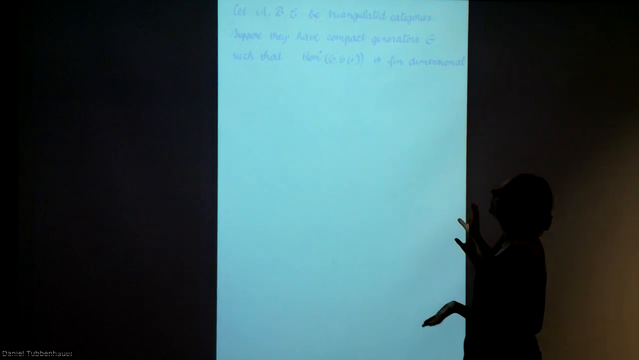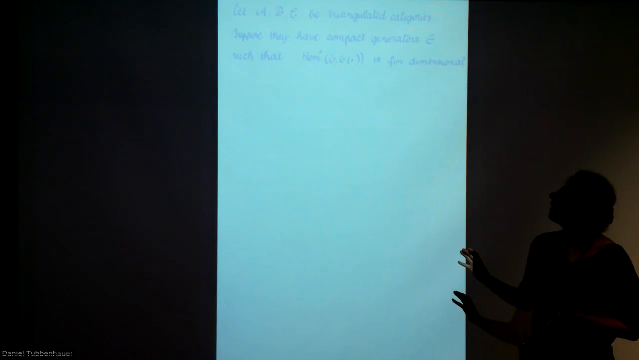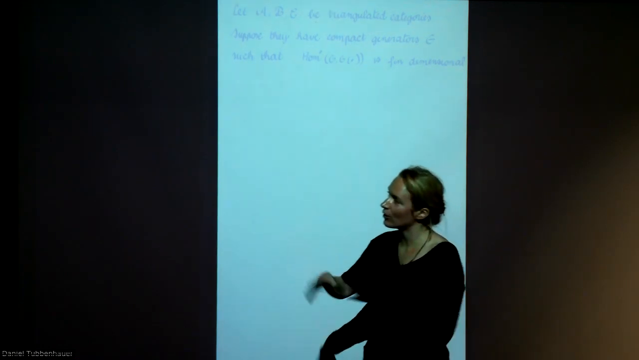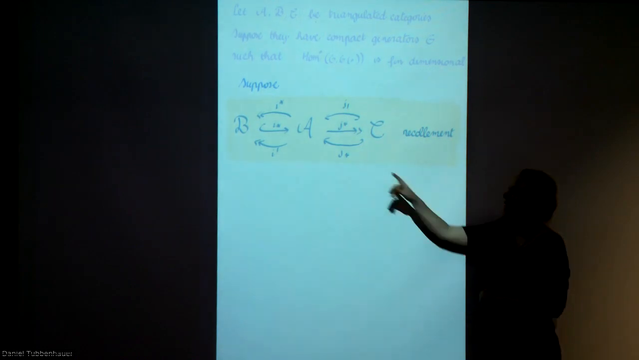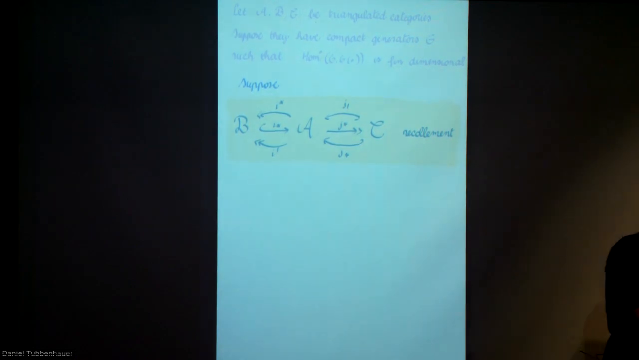Okay, so we're going to have 3 triangulated categories. We're going to have compact generators, and we're going to assume that the Hom spaces of the extensions of those generators are all finite dimensional, because we want to be able to take duals. We don't want very high extensions, and we also don't want very low extensions. So they should be almost zero almost everywhere. Okay, so we're going to have some recollement, so A is glued together from B and C.